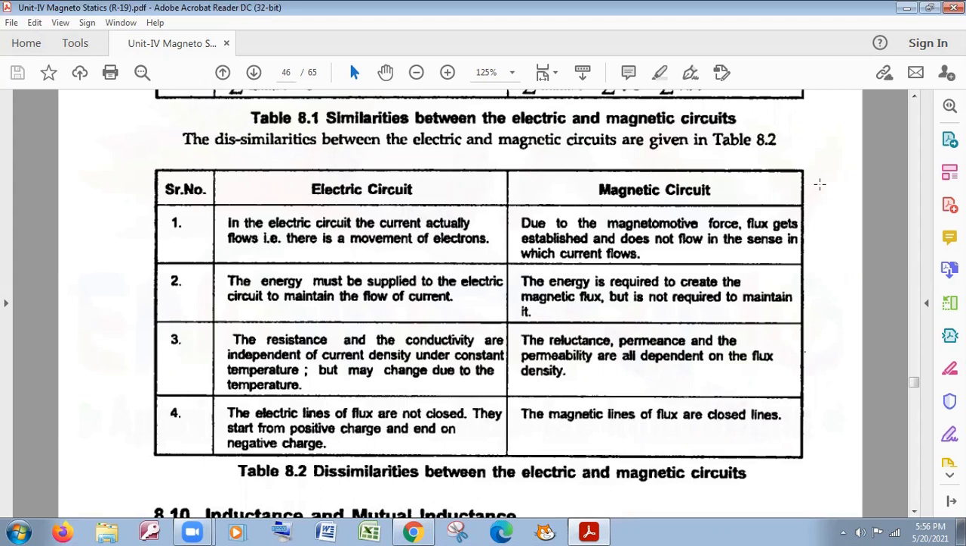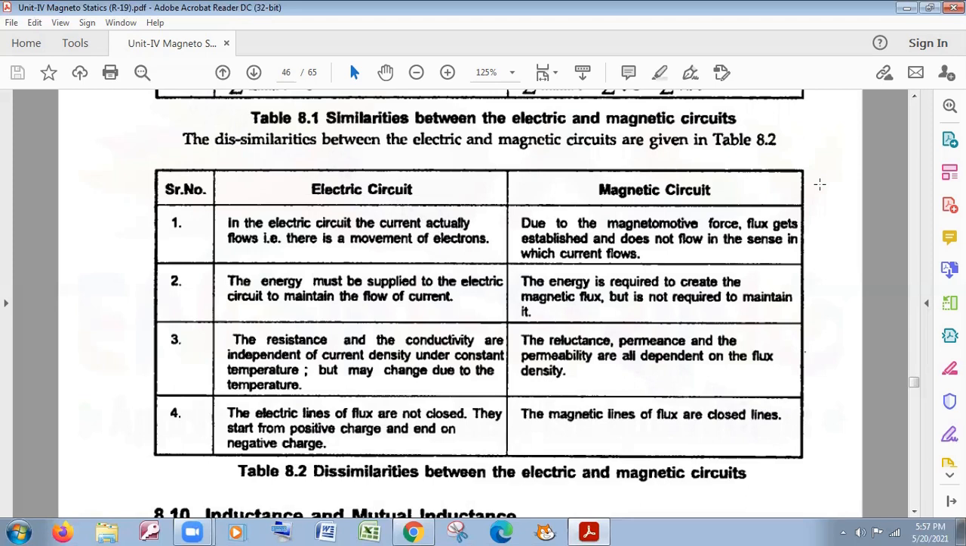And second point, the energy must be supplied to the electric circuit to maintain the flow of current. In the magnetic circuit, energy is required to create the magnetic flux, but it is not required to maintain it. The third one is that resistance and conductivity are independent of current density under constant temperature, whereas reluctance and permeability are dependent on the flux density.